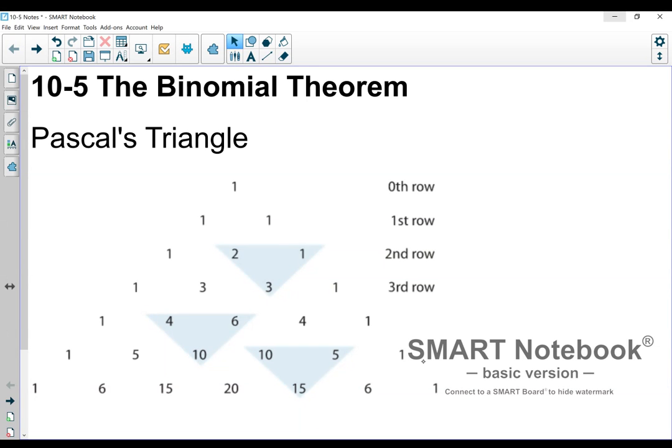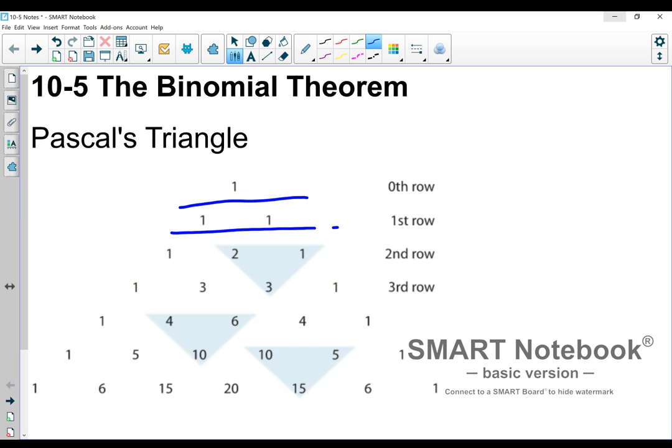10.5, the binomial theorem. So today we're looking at Pascal's triangle, and I really hope you remember this from an earlier math class. So my 0 row is just the number 1. My first row is the number 1, 1. And then each row after that, we're starting them with 1s.